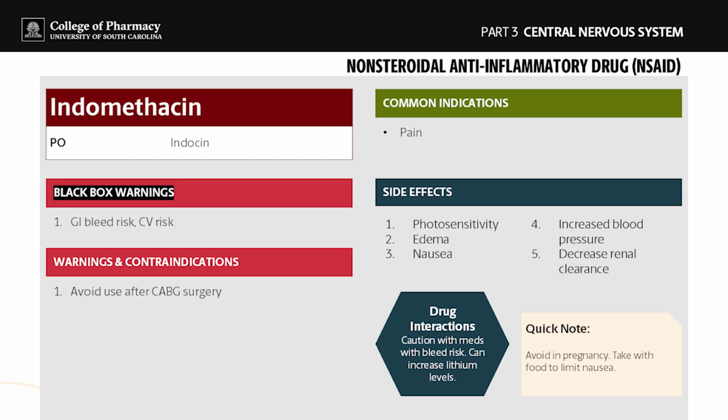Another NSAID is indomethacin, which is the generic name for Indocin, capsule form. And its common indication is pain. It has the same side effects as the Diclofenac. So make sure that you look at those and you counsel your patients on these.